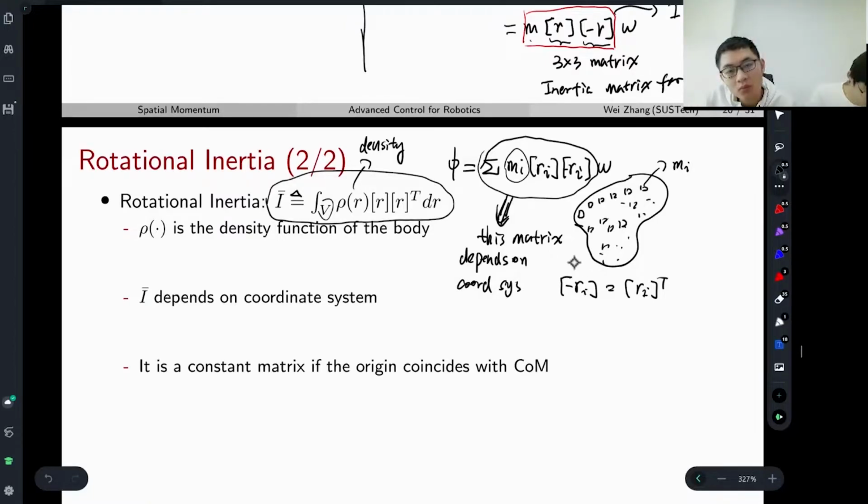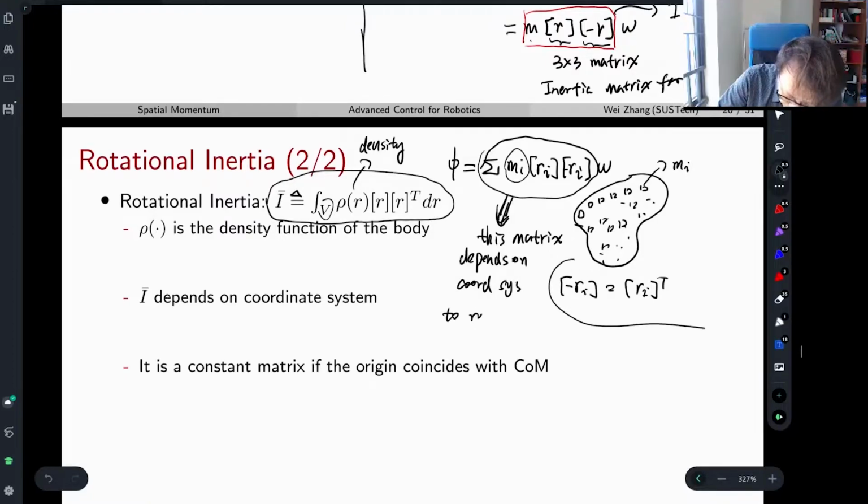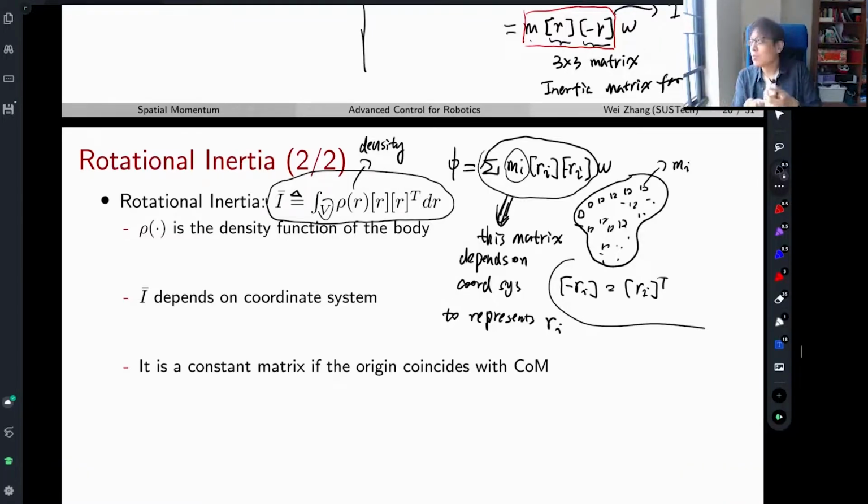Coordinate system, sorry, to represent R_i. Depending on what coordinate system you use to represent this point position, you have different vectors, right? If you have a different coordinate system, you have different vectors. And the vector needs to be expressed in that coordinate system, so the coordinates will be different.